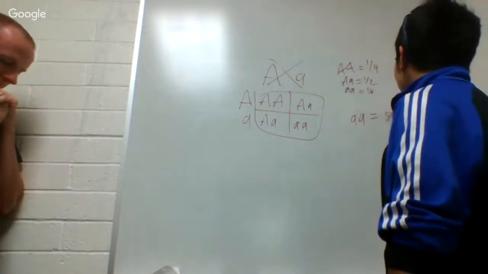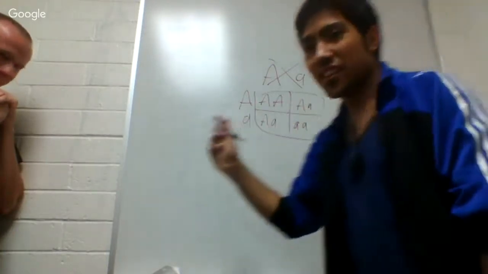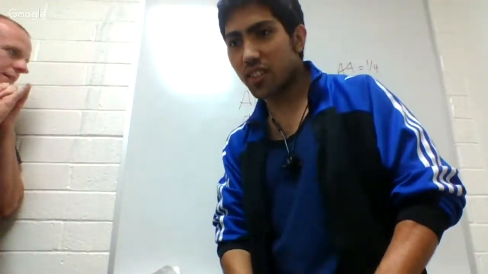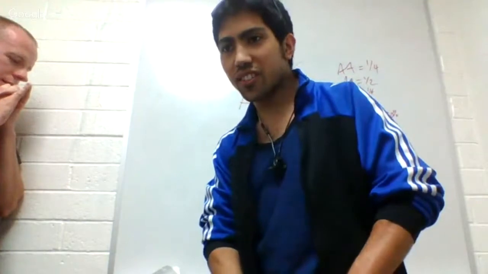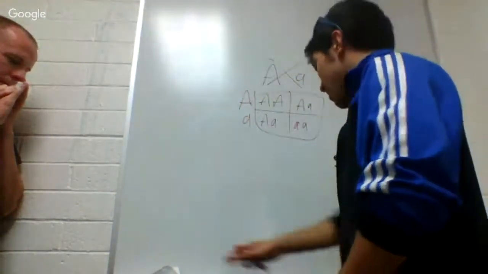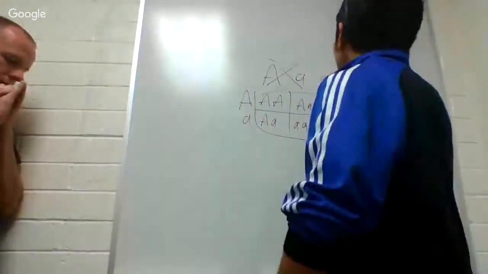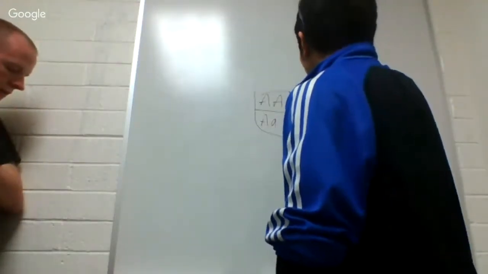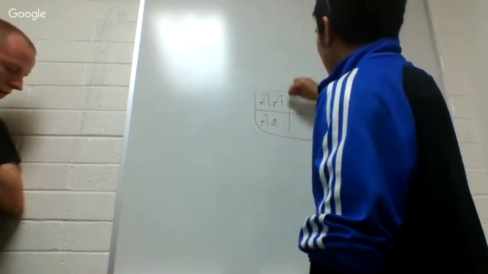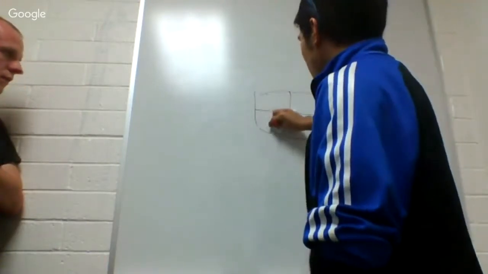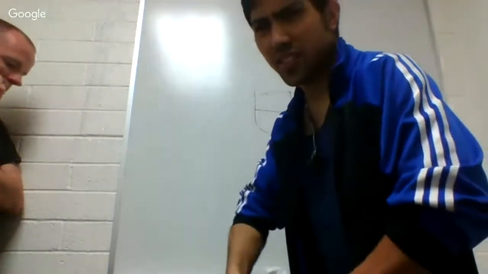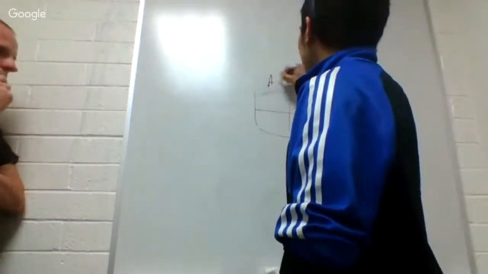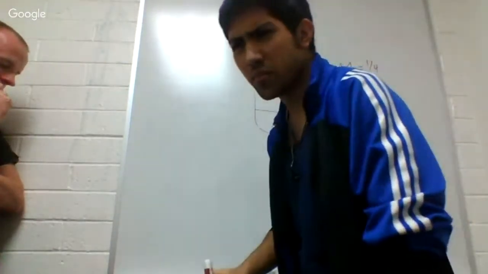So 50% then. Anyway, for B, this question concerns the situation presented in part A. The following cross is done. So let's just do another one. Here we go. So we have the dad again, heterozygous, and the mom.